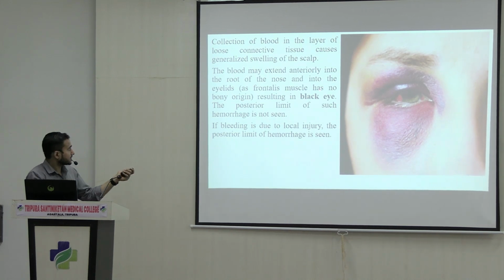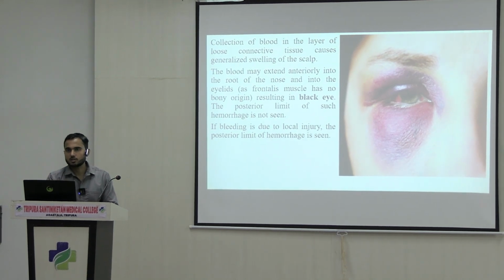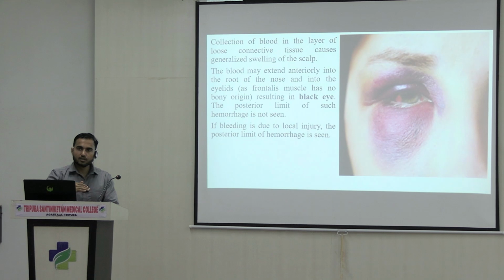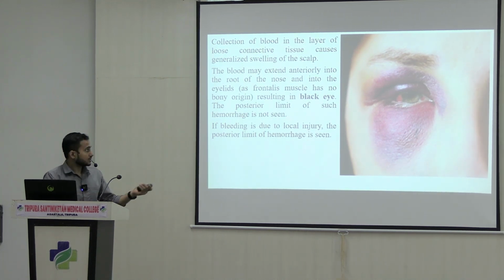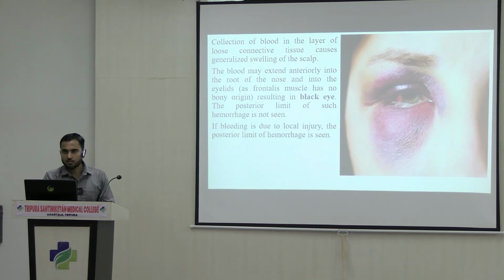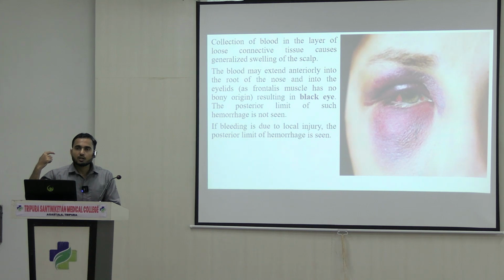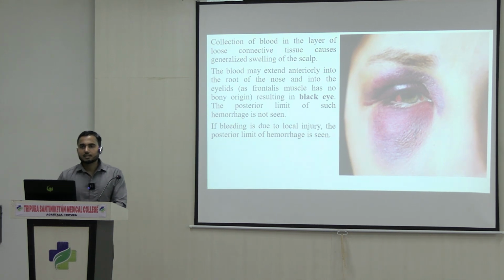Because, as you can see, the frontalis muscle has no bony origin. That's why gradually the blood comes anteriorly. If a bony attachment were there for that muscle, then the blood would have stopped in that area. That's why the blood is coming towards the eyelid, and this particular appearance can be seen, which is called a black eye. Now the posterior limit of such hemorrhage is not seen posteriorly. Why? Because the occipitalis part has a bony attachment. It is attached to the nuchal lines present on the posterior aspect of the skull. So this is the black eye.